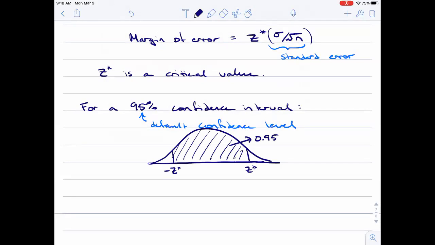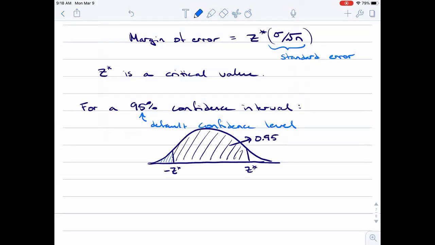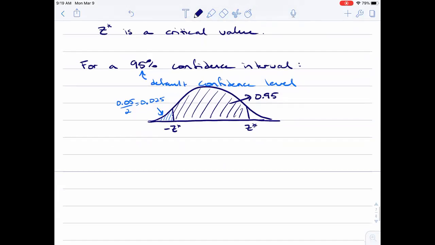You've actually had to find this before, right? So 0.95 means that this area out here is 0.05 divided by 2, which is 0.025. And because I'm out of time here, this is negative 1.96. So negative Z star is negative 1.96 and Z star is 1.96.